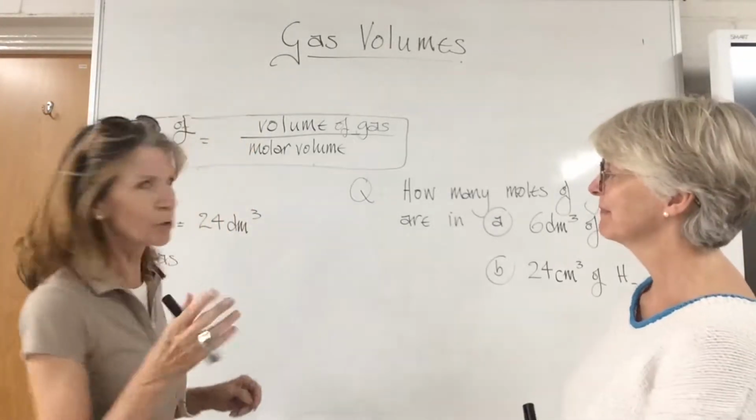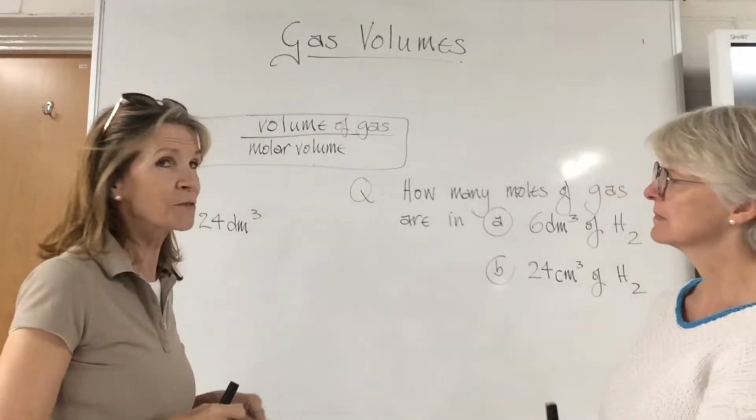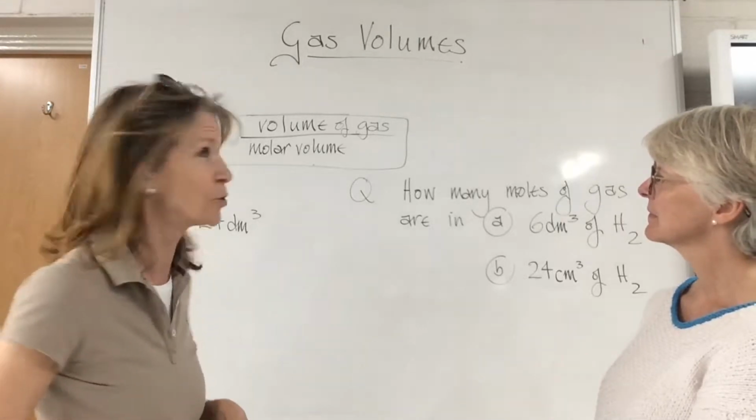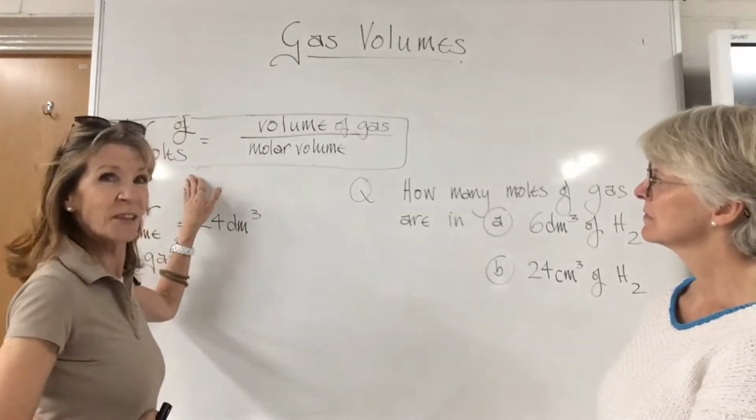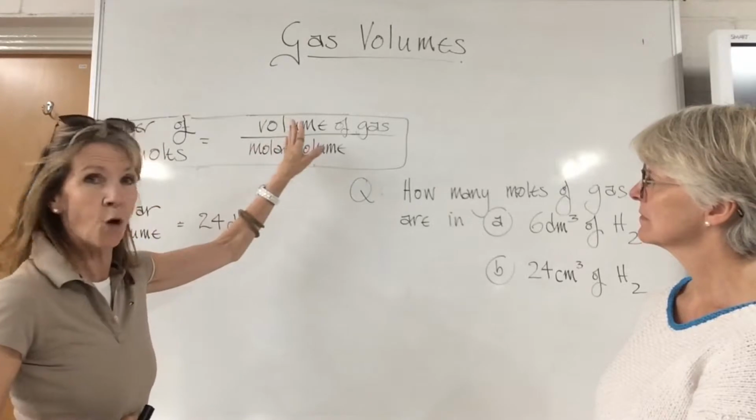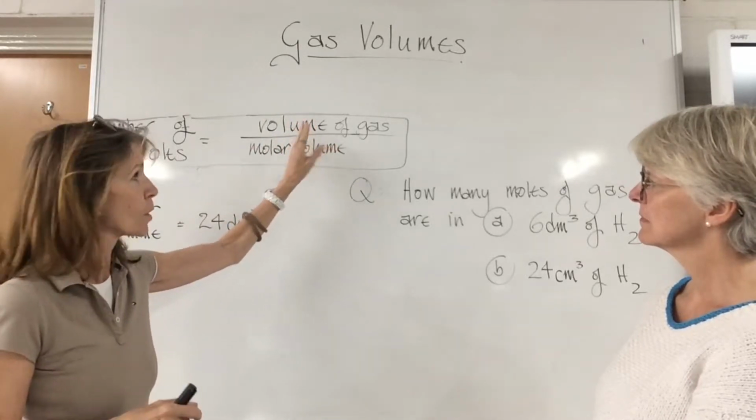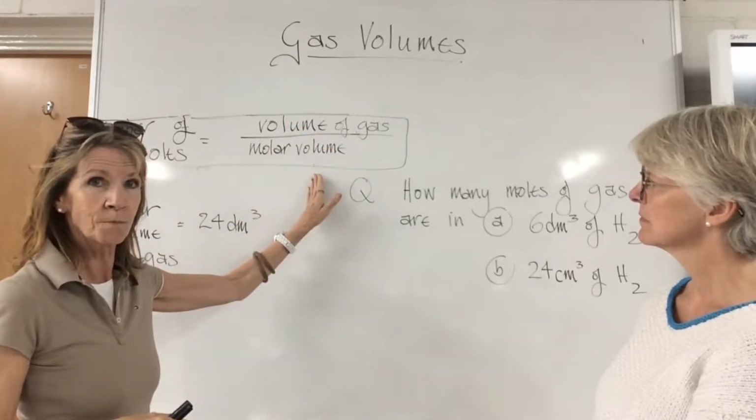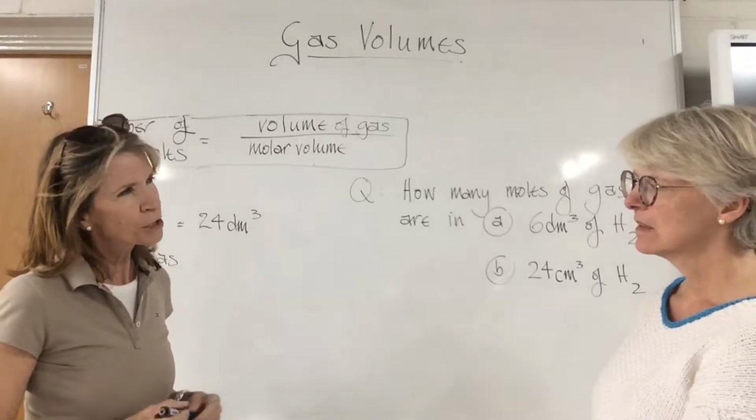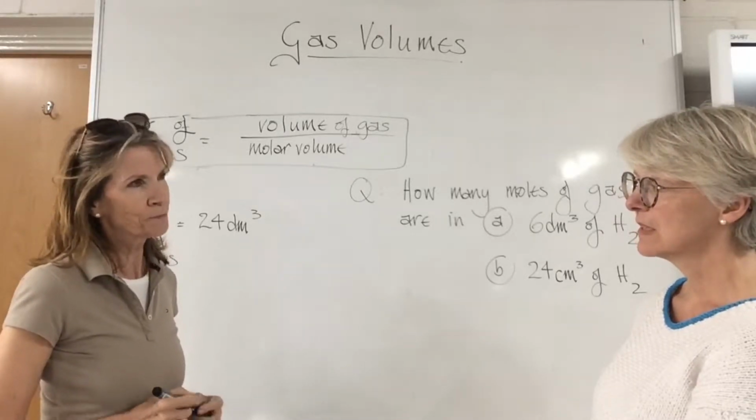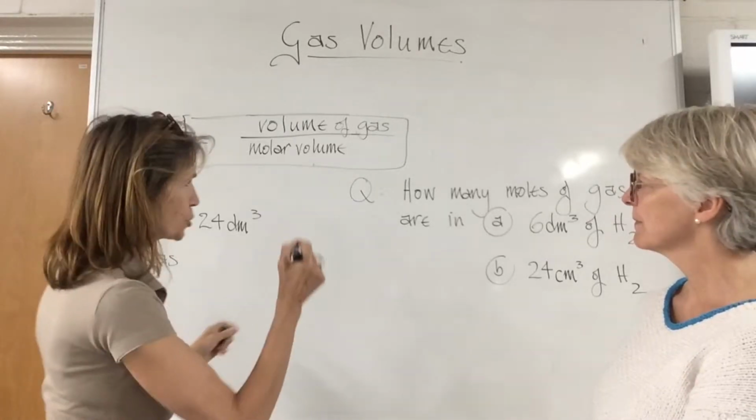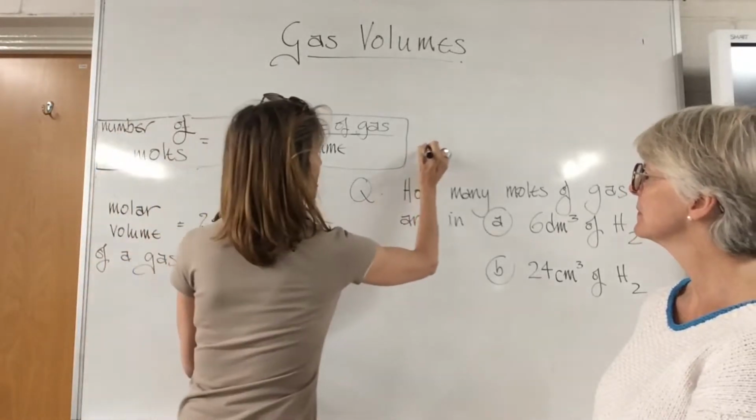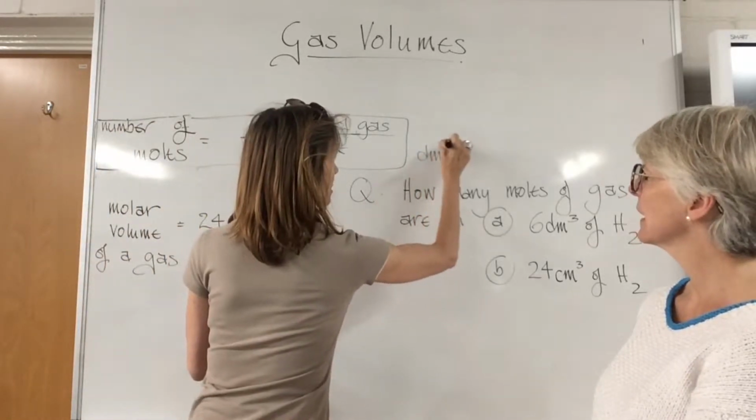I'll try. So the first thing is I'm just going to give you a formula. It's very similar to previous formulas that you've used. The number of moles of a gas equals the volume of the gas that you're given over the molar volume. Now, what's the unit of molar volume? Decimeters cubed. So that will be in dm cubed.